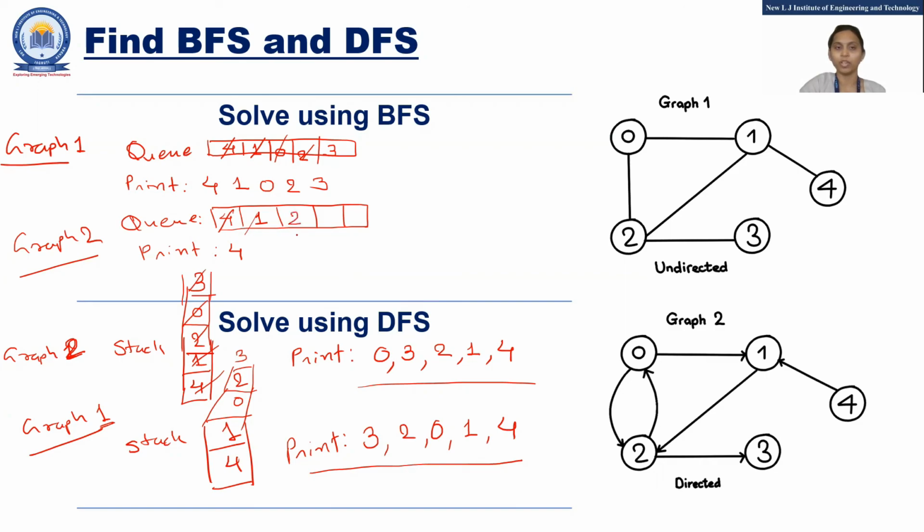So 2 is my next level. And after 2, where can I jump? I can jump to 0 as well as 3, so I can write both 0 and 3. Fine. And whenever you are doing all these things, you just have to DQ first. So this is the final answer for graph 2.